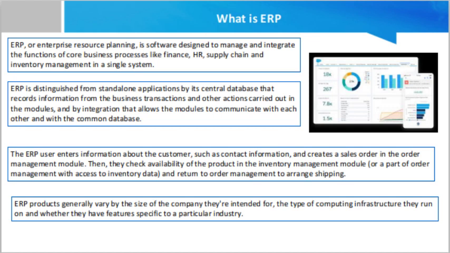So then, there are a few types of ERP system. ERP products generally vary by the size of the company. They are intended for the type of computing infrastructure they run on and whether they have features specific to a particular industry. Small business versus mid-market versus large enterprises. For the small business market, some vendors make entry-level ERP that comes with core HR, finance, and other commonly used modules such as order management and CRM, and is relatively easy to implement.